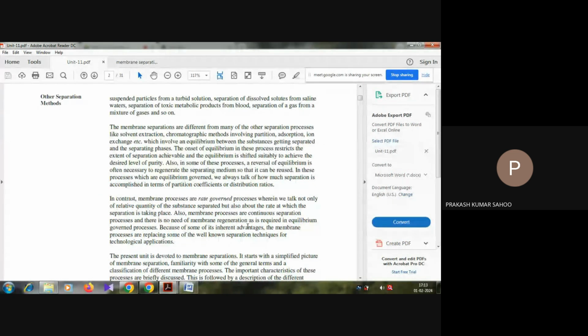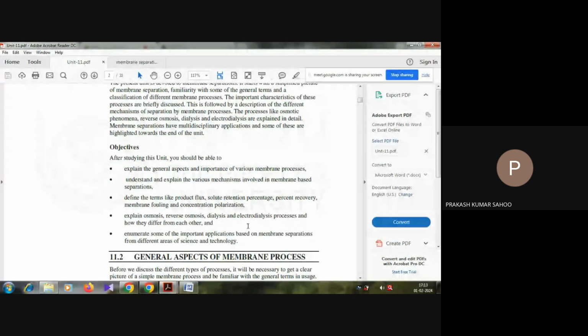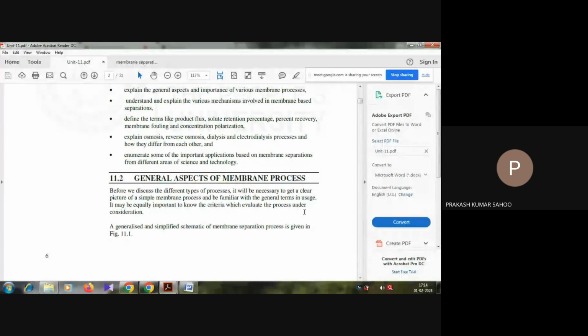The various objectives of this unit are to explain the general aspects and importance of membrane processes, understand and explain the various mechanisms involved, and define terms like product flux, solute retention percentage, percent recovery, membrane fouling, and concentration polarization. It will also explain osmosis, reverse osmosis, dialysis, and electrodialysis processes. And at the end, we have some important applications based on membrane separation.